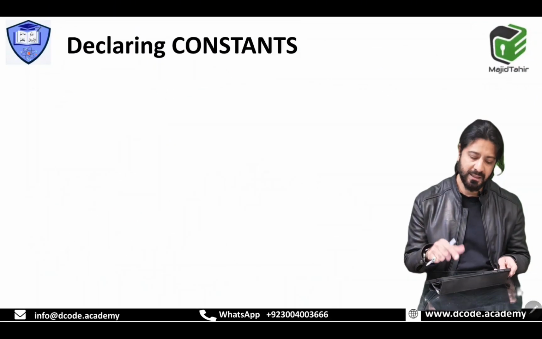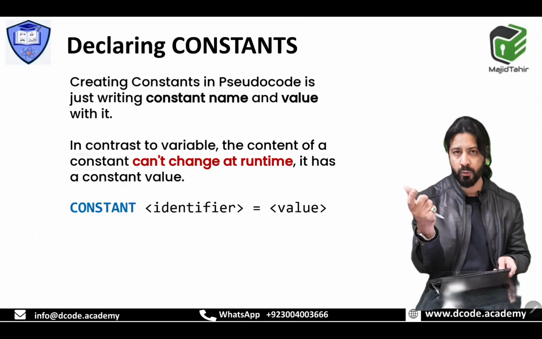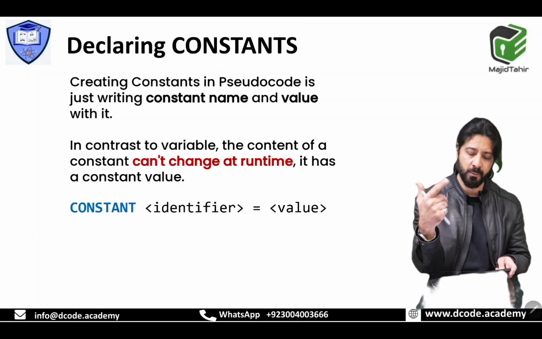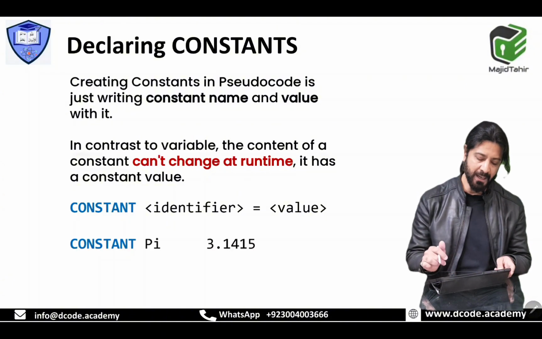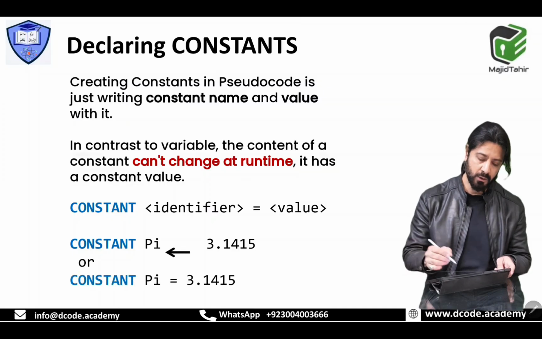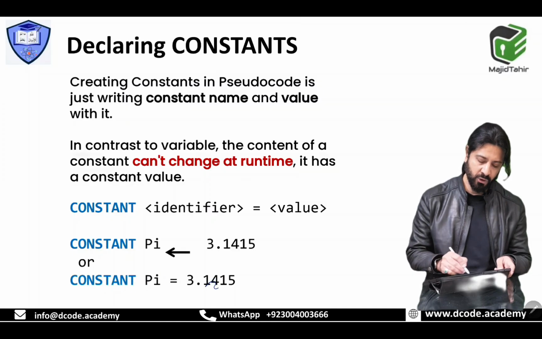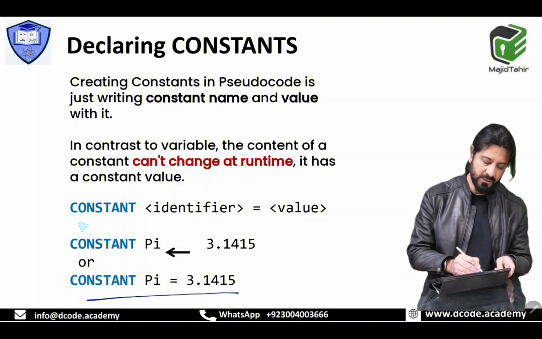Now declaring a constant is the same as declaring a variable. The only difference is that we know constants do not change at runtime, so you have to give them a value. For example, the constant keyword and then the name of the constant and the value of the constant. For example, constant pi is equal to 3.14 or pi is equal to 3.1415, or let's suppose I'm creating a constant.